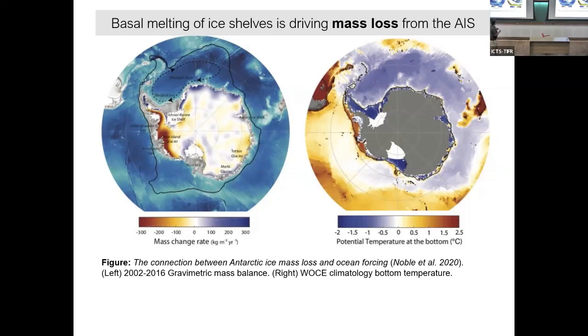You can see here, this is the mass loss. Antarctica is losing its mass at different places, so there is a lot of inhomogeneity. This is the western part of Antarctica and this is the eastern part. The western part is losing mass much more rapidly compared to the eastern part, and of course this mass loss is associated with the warming ocean.